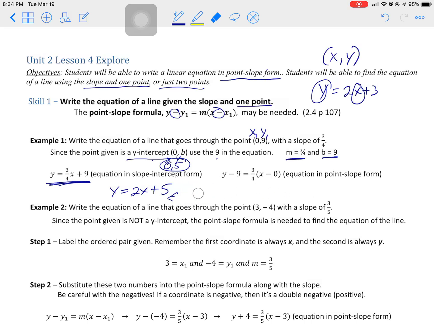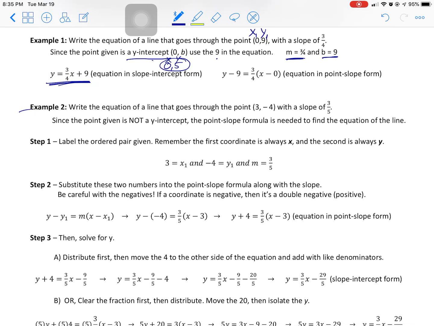That's probably a little too easy, so let me put a little more going on here. Example number 2, write the equation of the line that goes through the point (3, -4) with a slope of 3/4. Notice that this point is not the y-intercept, so that would be very difficult, if not impossible, for us to figure out. We'd have to get the graph out and figure out our own b. It'd be complicated. So instead of using y equals mx plus b form, we want to put it in point-slope form.